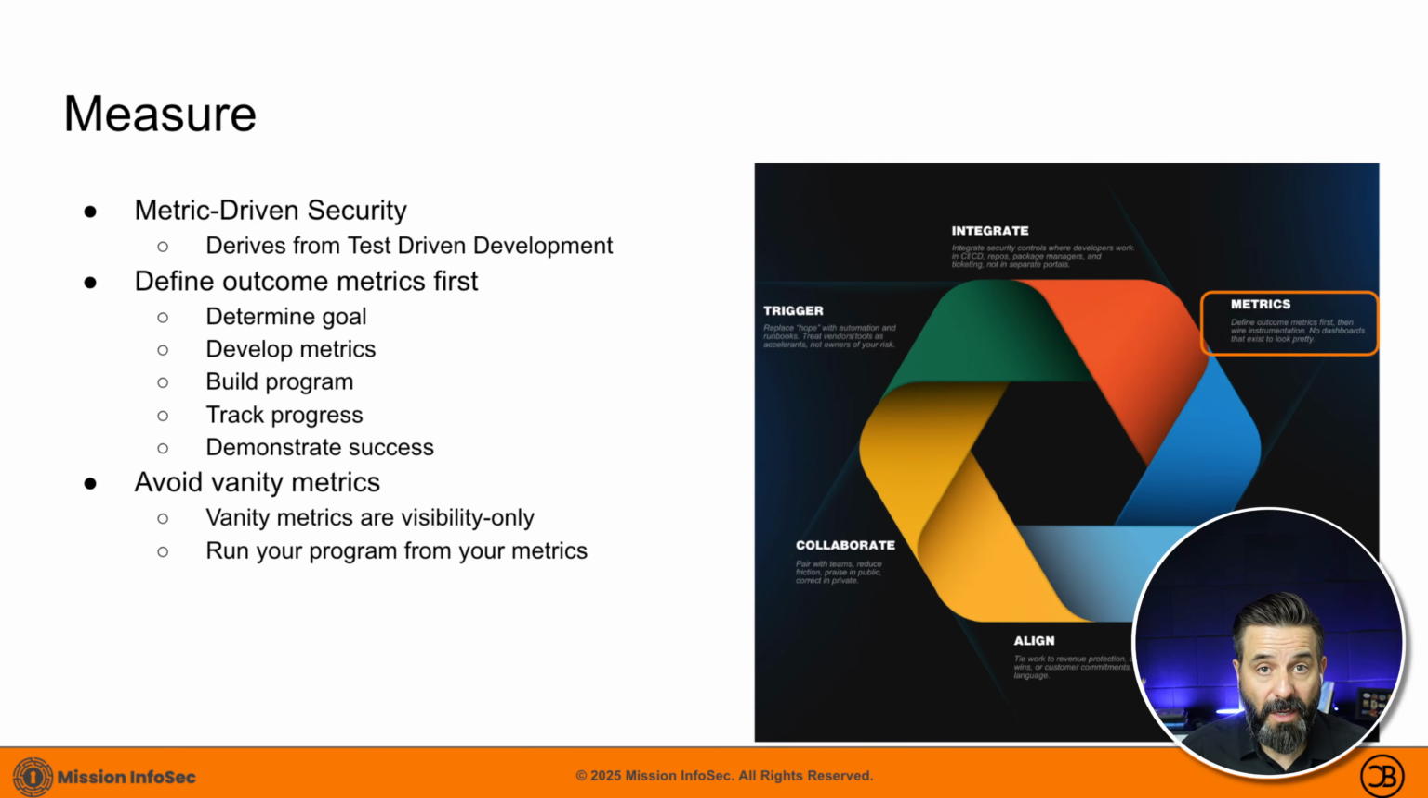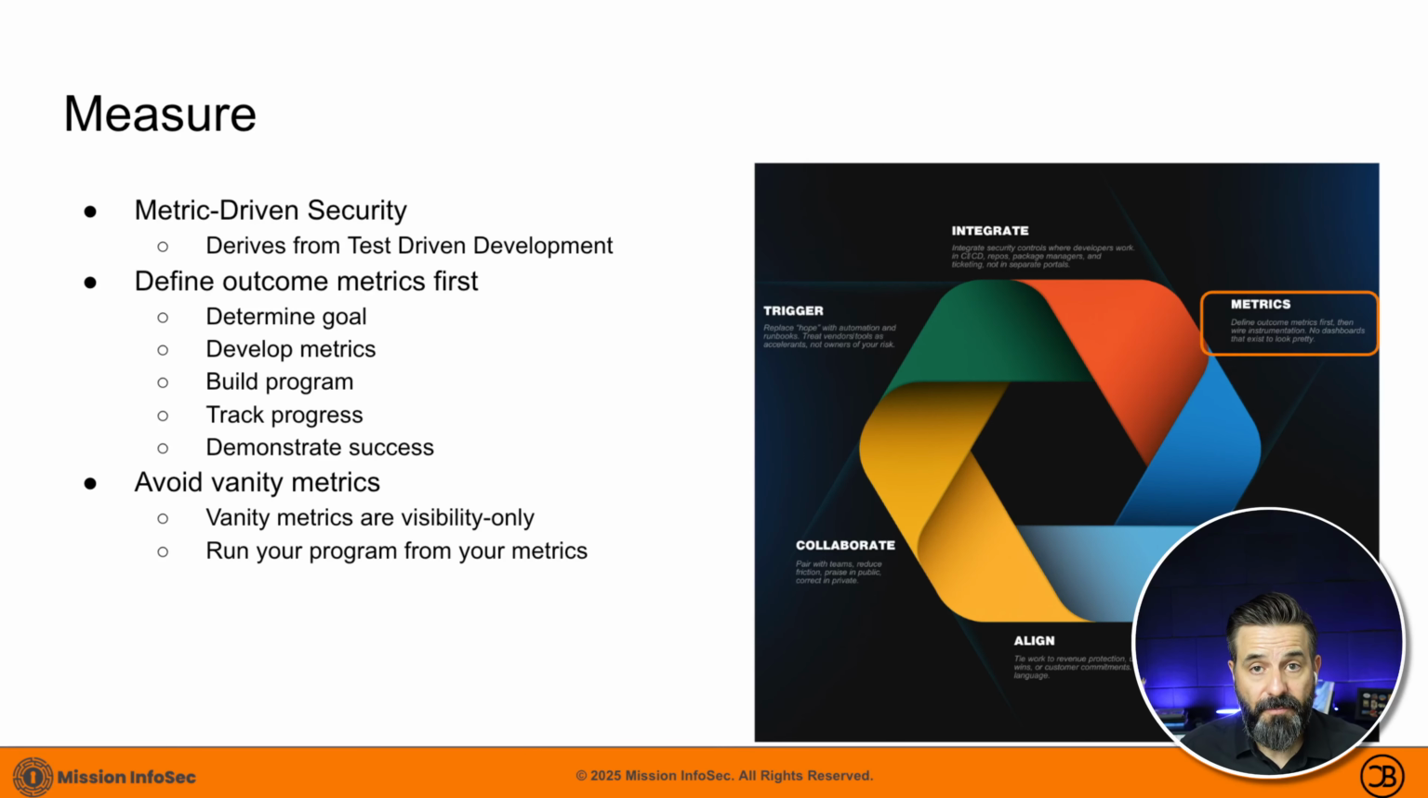What is it that I want? What goal is it that I want to achieve? So maybe it's, I want to have 90% of my high-risk applications onboarded for static analysis. Okay, great. So now I've got this goal, and now I can go and develop the metrics. Well, what do I need to do to measure how many applications I have, how many of them are high risk, and how many of them are onboarded for static analysis?